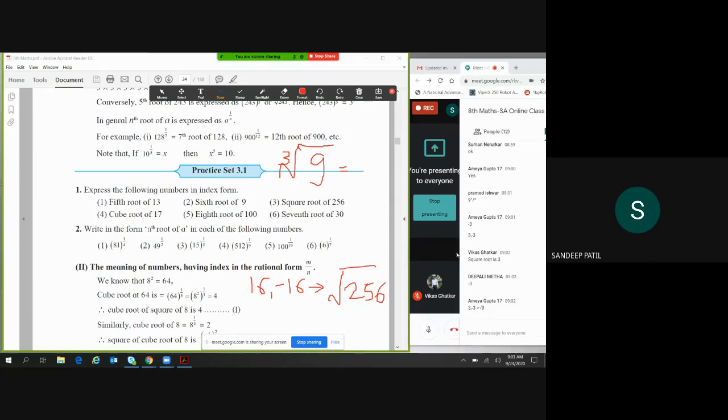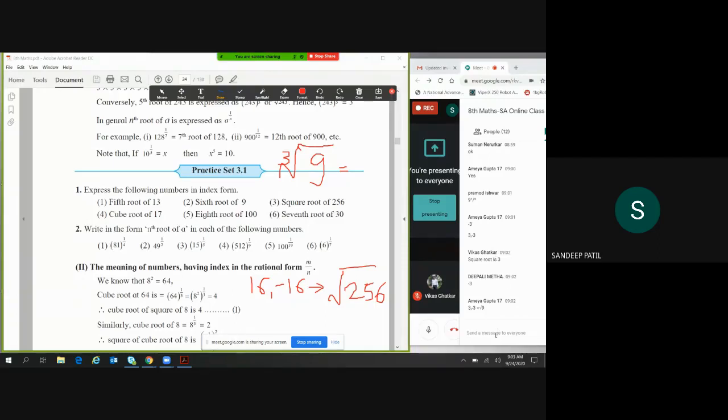So other students also, please write down their answers in the chat box. I know that whatever the theory I taught you just now, like square root of 256 can be 16 comma minus 16, whether that theory applies to cube root also, right?